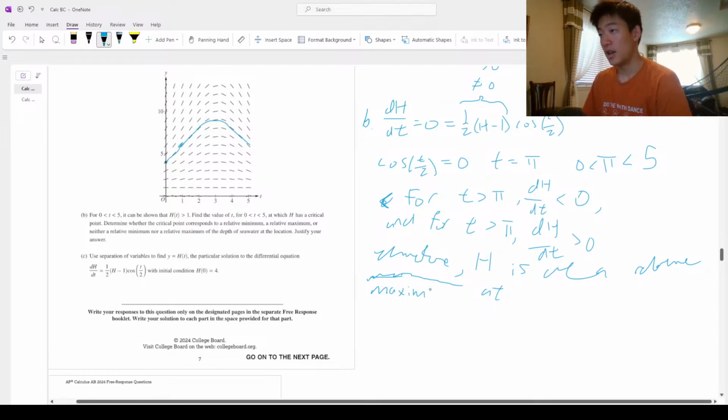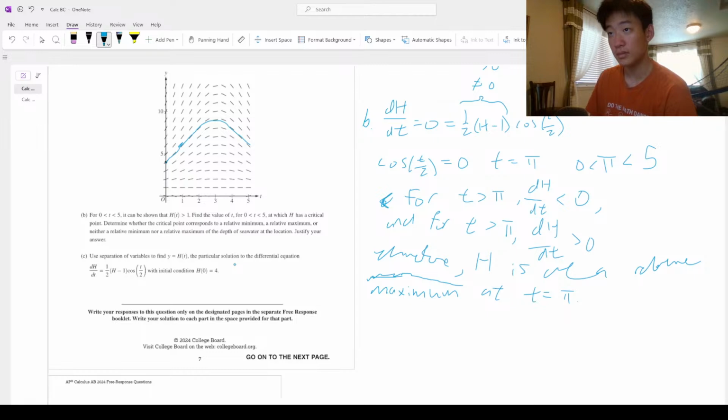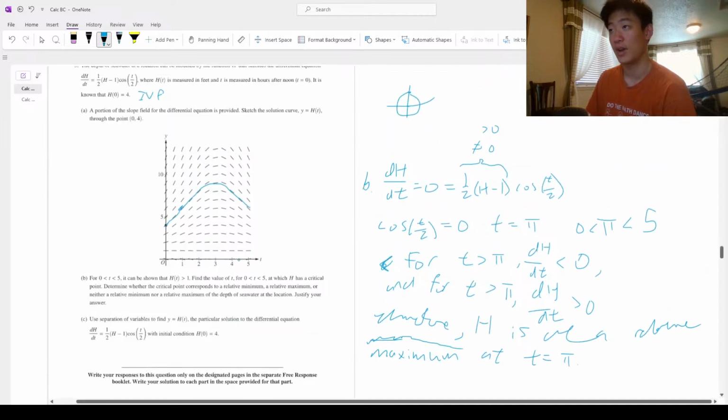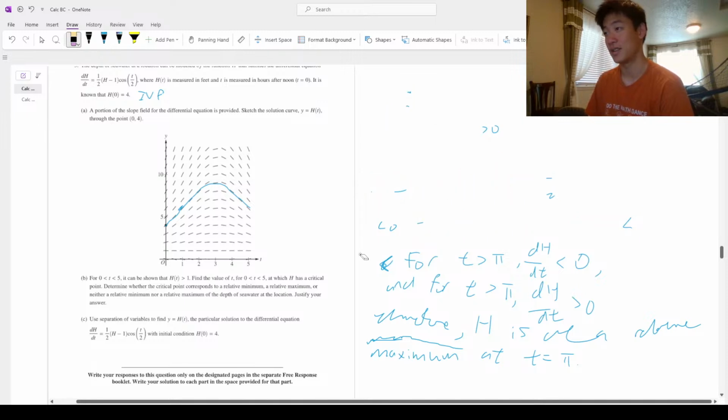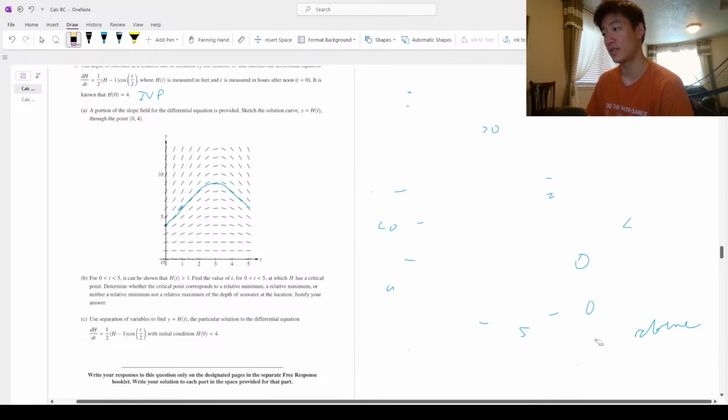Okay, maximum at t equals pi. All right, I think we're good. And now we actually have to solve the differential equation. So we're going to need a lot of space. I'm going to erase all of this. Okay, so now we actually have to solve the differential equation.